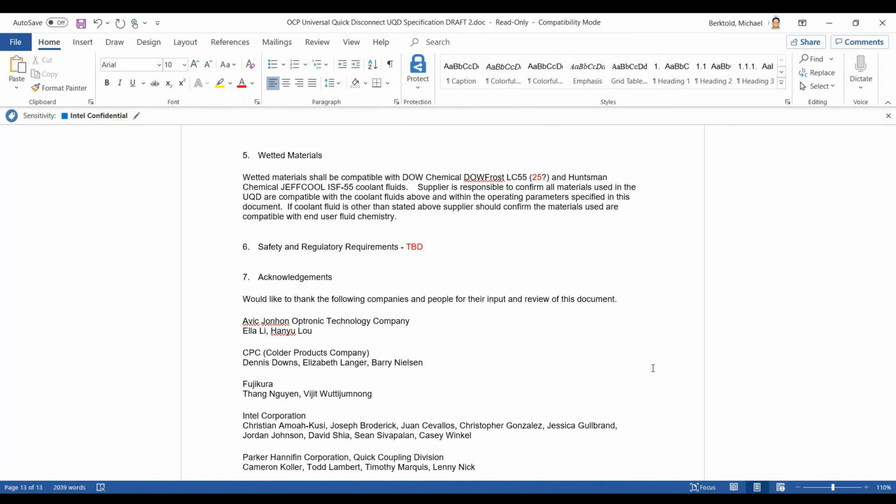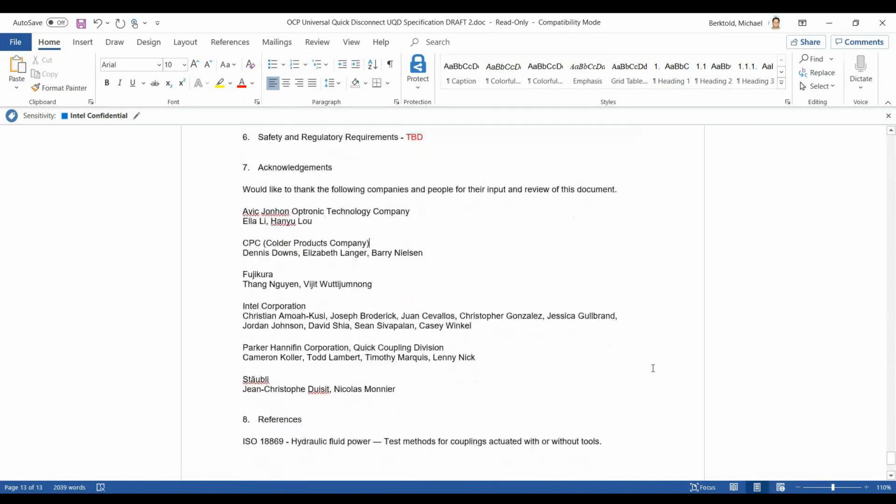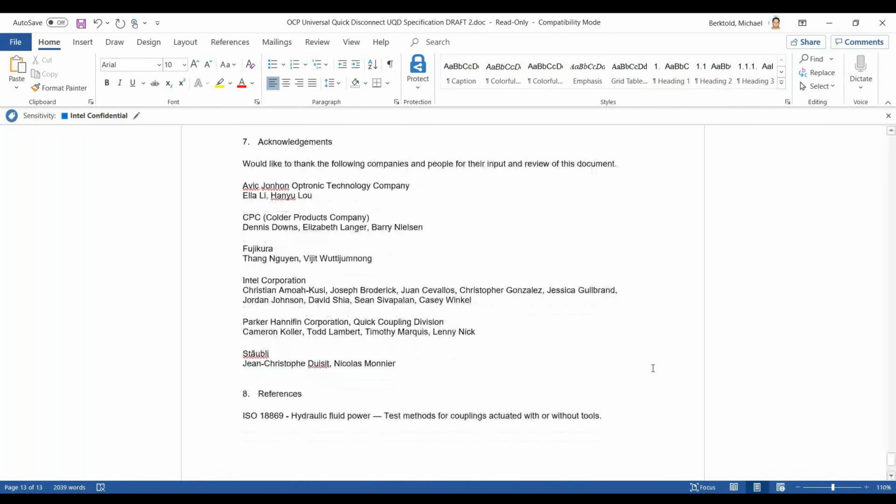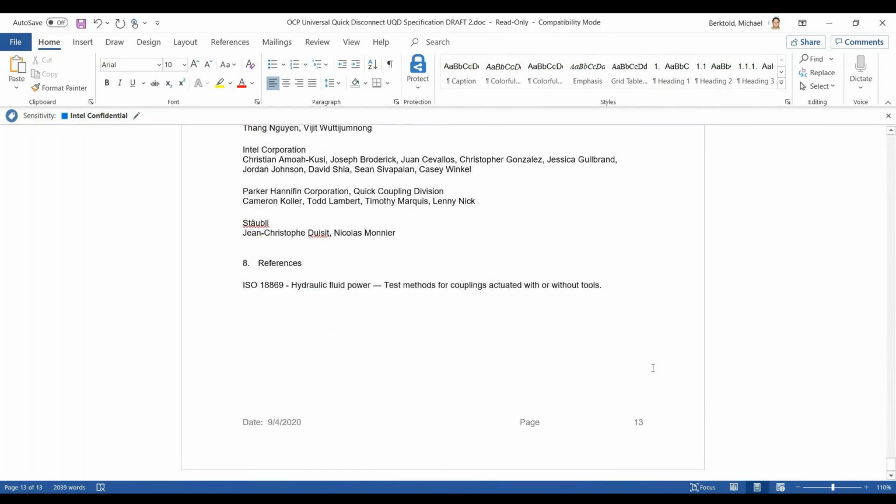Section 7, acknowledging folks that have had input or review of the document. And then I'm referencing in section 8 the ISO 18869 test methods. Okay. And that is the end of the document. All right, any other questions, comments?